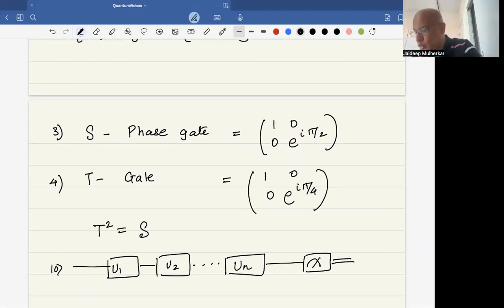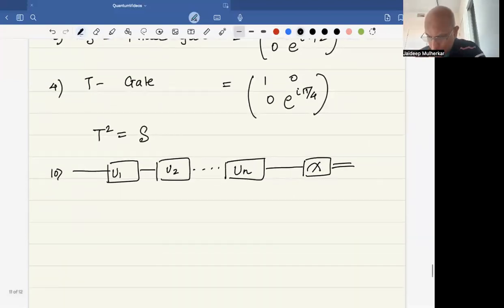For example, in the 2 qubits. So let's go on to the 2 qubits. An important example of gates on 2 qubits is the CNOT gate.